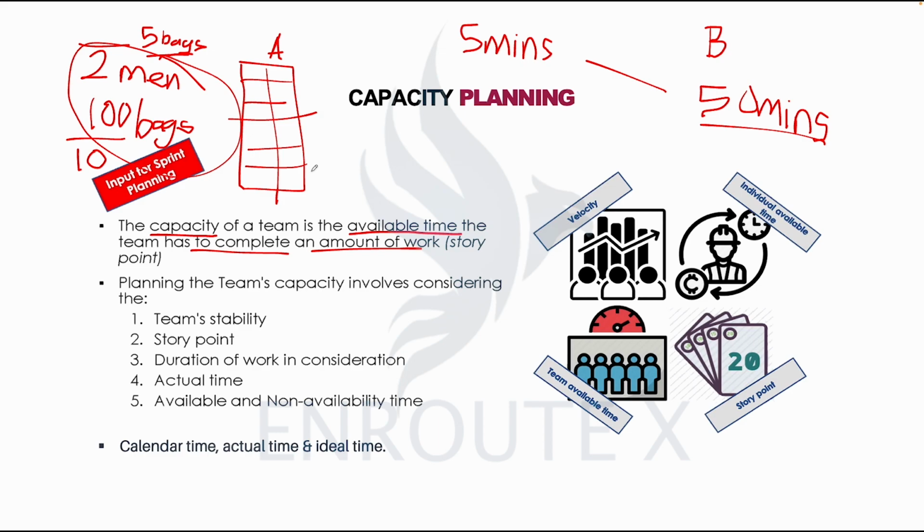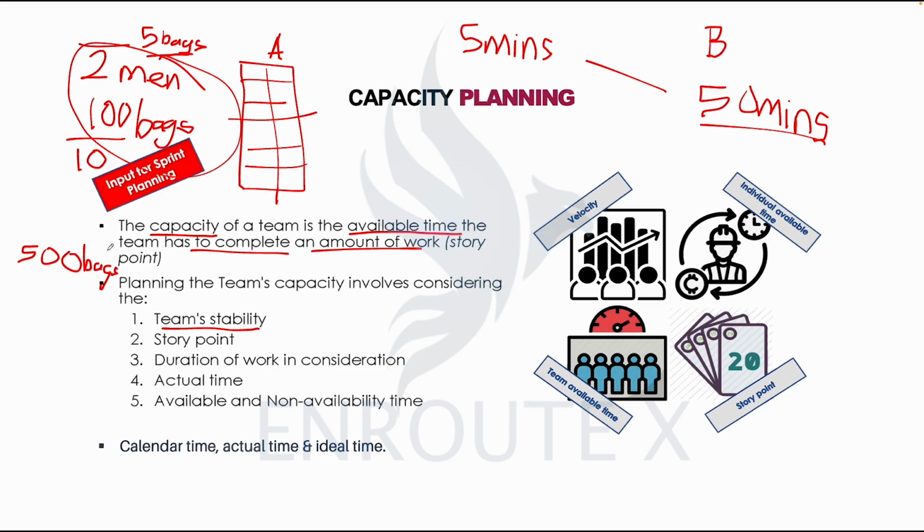So planning the team's capacity involves so many considerations, including the team stability. What do we mean by team stability? We have just two men, and so we're running a sprint. Let's now expand that conversation further, where we have, instead of just 1 day work, we have 500 bags to be moved. Let's assume we have 500 bags to be moved.